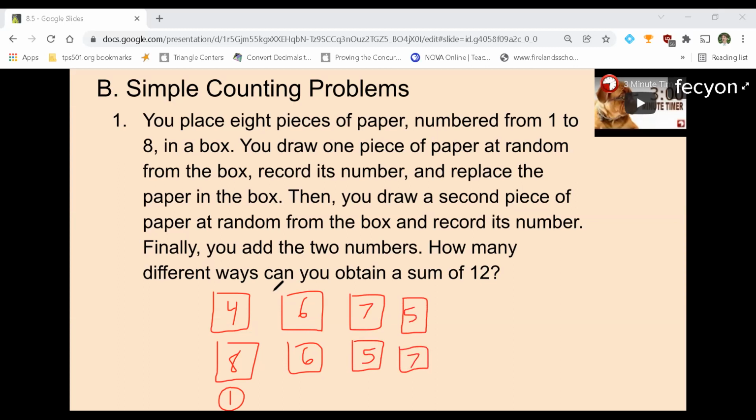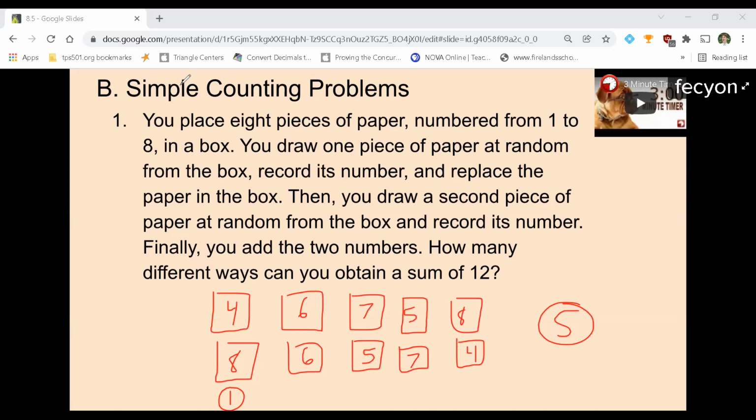Is there any others? I think there's one more. 8 and 4, right? 8 of the first one, 4 of the second. So I believe that gives us a total of 5. Yay! Hey, we just did our first counting problem. Look at you. Counting to 5. Hot dog. All right.